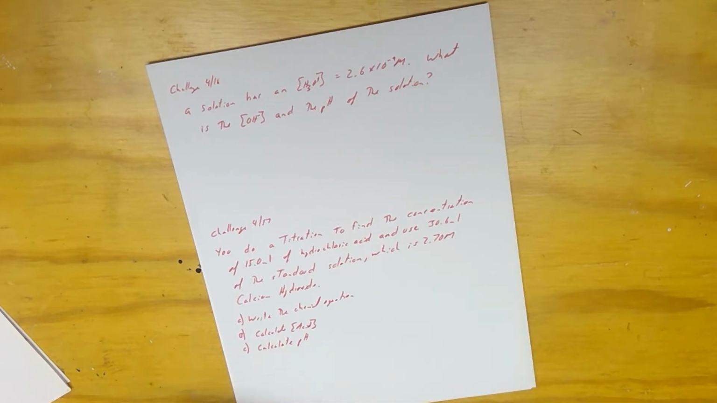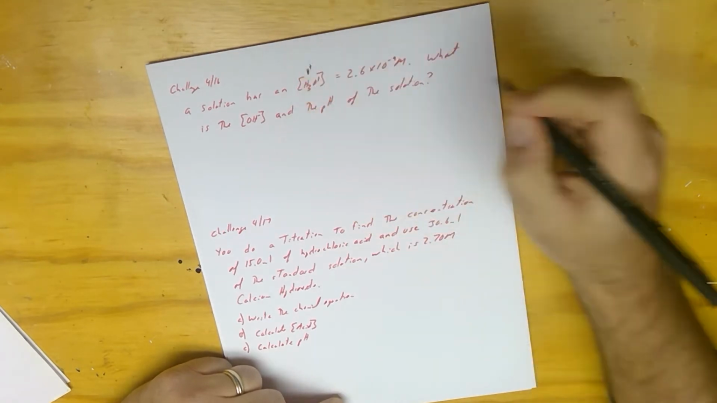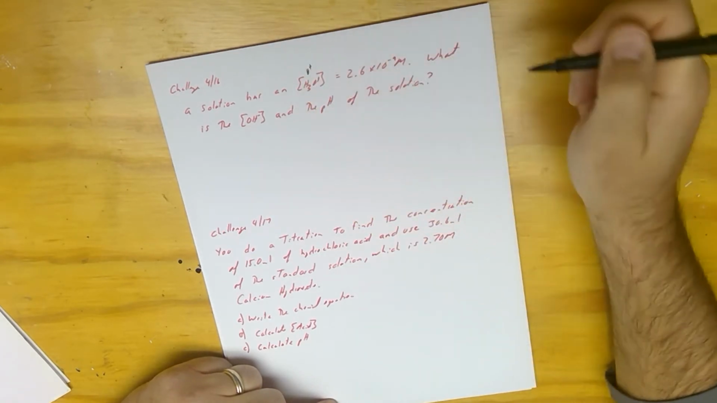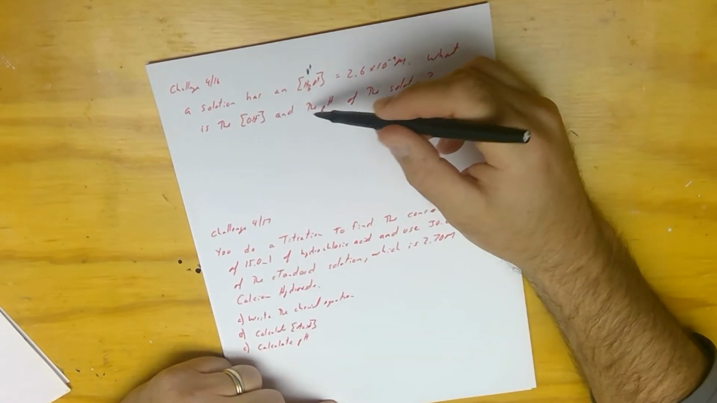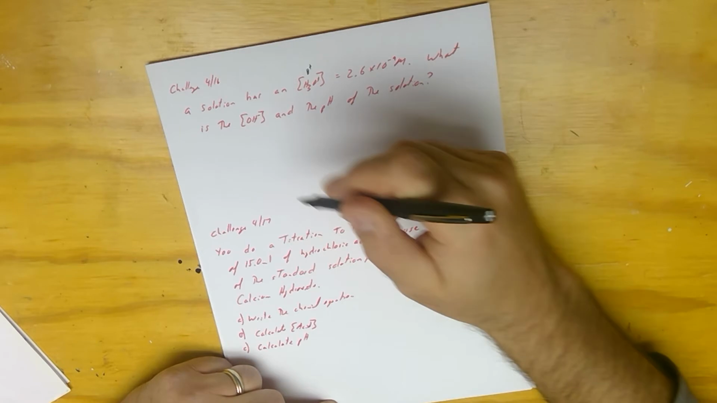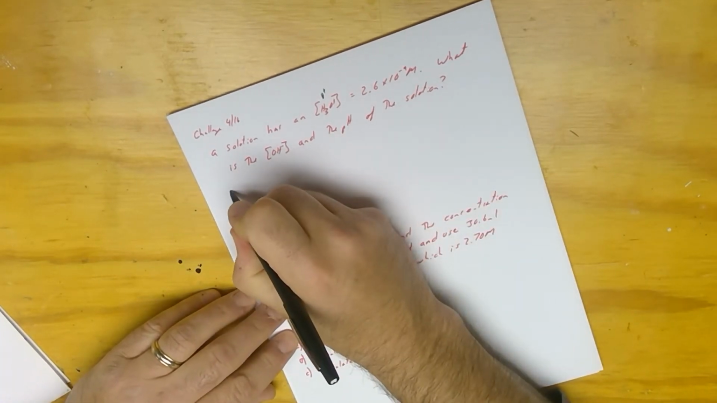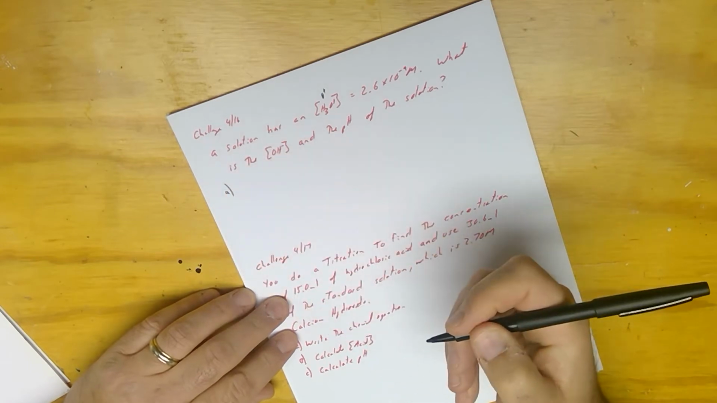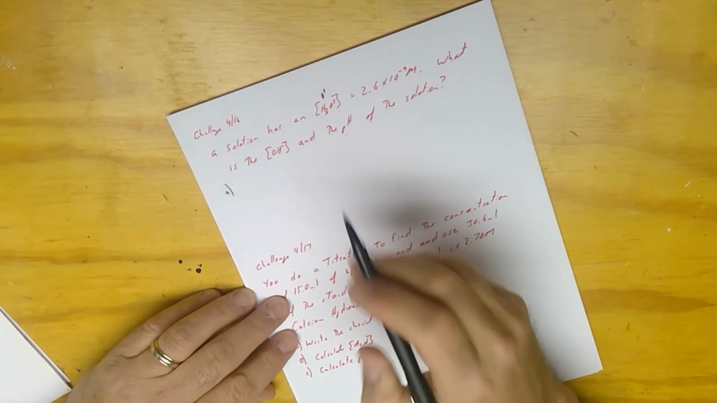we have a solution that has a concentration of H3O plus. Now remember, that's the same thing as H plus. So there's my H plus concentration. What is the concentration of OH minus and the pH of this solution? This is two different problems, really. So let's start with the A part, and that is finding the concentration of OH minus.